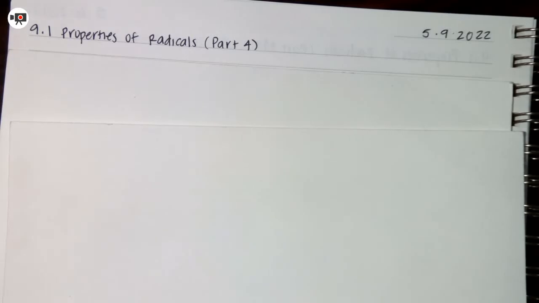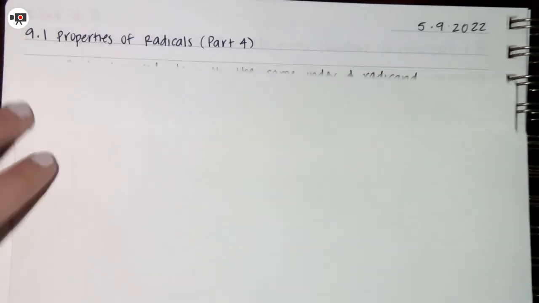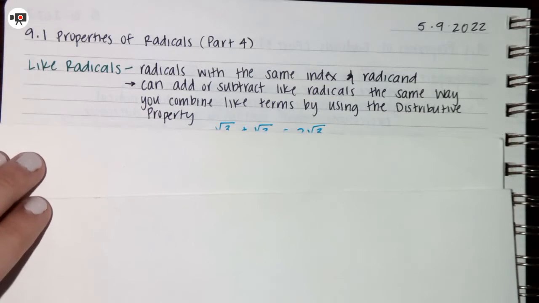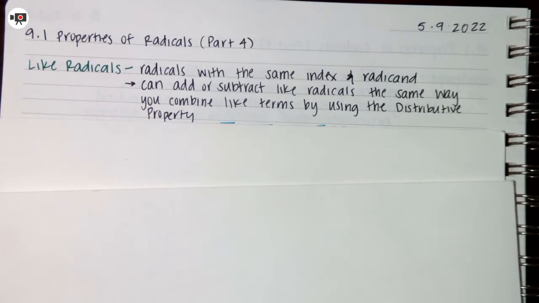This is 9.1, Properties of Radicals, Part 4. A like radical is a radical with the same index and radicand. The radicand is the number inside the radical, and the index is the number that shows if it is a square root or cube root or fourth root or whatever it may be.